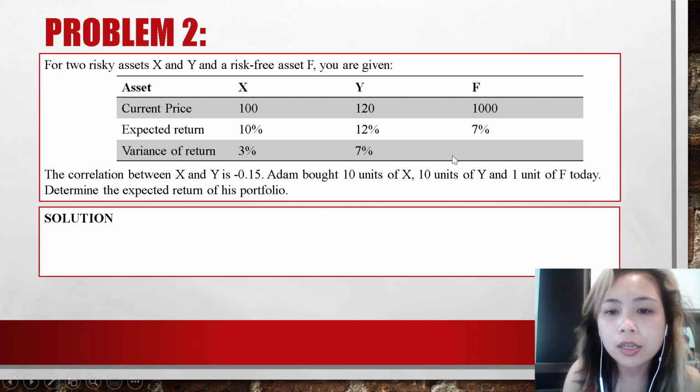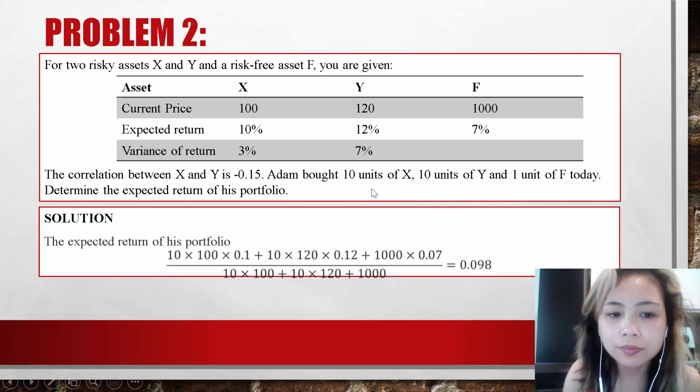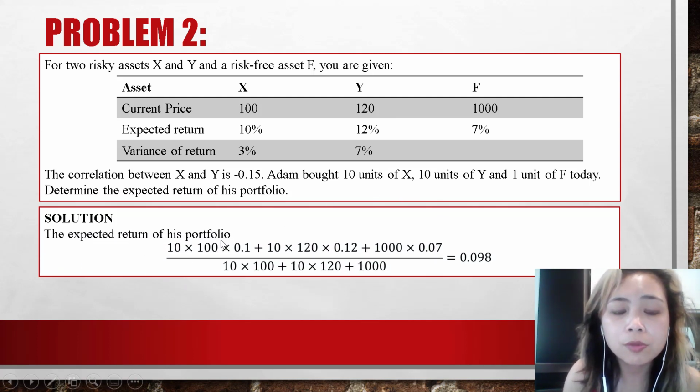In order to find the weighted mean, we use the amounts of money that we invested and also the total amount of money that we invested. Here the total is 1,000 plus 1,200 plus 1,000. Now we can use the weighted mean. The expected return of his portfolio is, first, 10 times 100 for the amount invested in X, times the rate of return of X, which is 10% or 0.1.